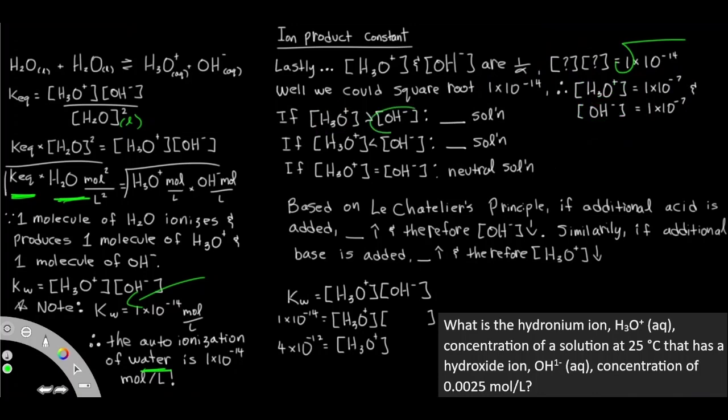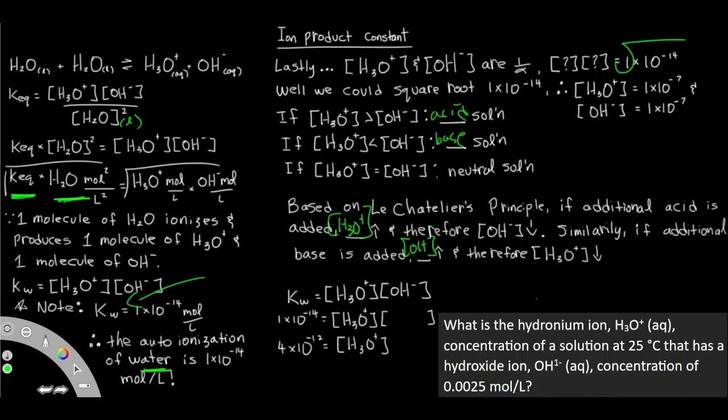Well, if H3O plus is greater than hydroxide, this would be an acid solution. If it was the opposite, this would be a base solution. And if they're equal, this would be a neutral solution. Based on Le Chatelier's principle, if additional acid is added, of course, our hydronium concentration is obviously going to increase. Similarly, if additional base is added, of course, our OH minus is going to shift and there's going to be more of it being increased and produced as well.